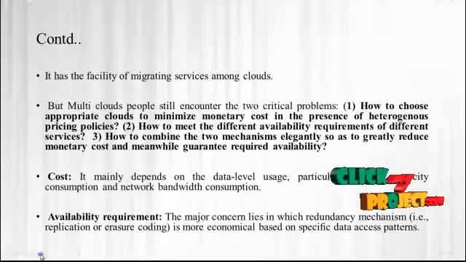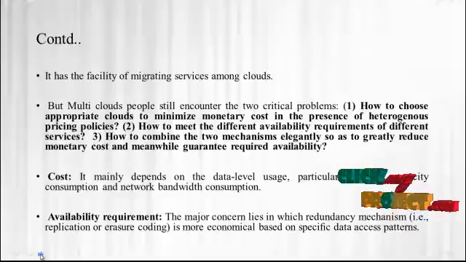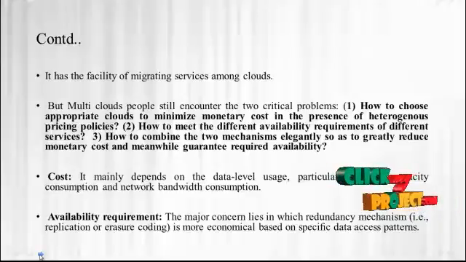Multi-cloud has a facility of migrating services among clouds, but people still encounter two critical problems in the existing system. They are how to choose appropriate clouds to minimize monetary cost in the presence of heterogeneous pricing policies, how to meet the different availability requirements of different services, and how to combine the two mechanisms elegantly so as to greatly reduce the monetary cost and meanwhile guarantee required availability.